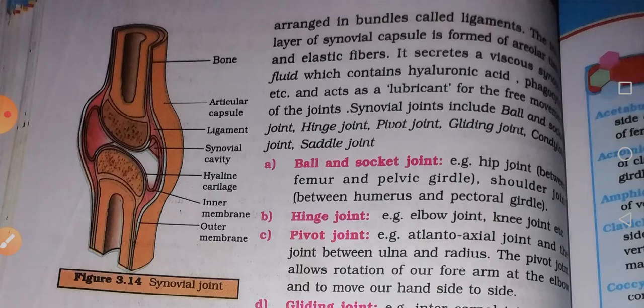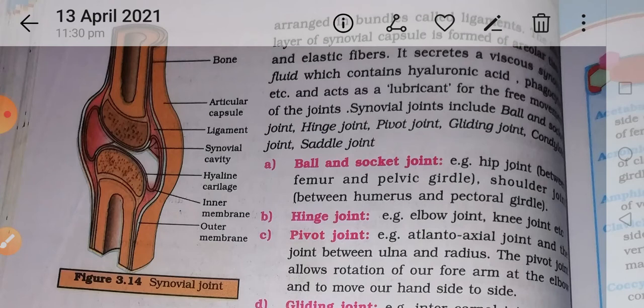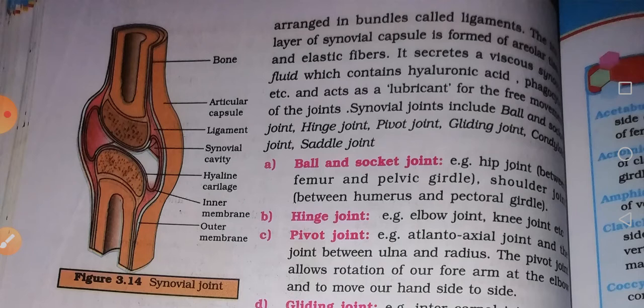When this fluid is reduced, we may feel difficulty when walking or sitting, and pressure will be felt. If you lose this fluid, we are unable to sit or stand for a long period of time. So this is the main lubricant for the free movement of the joints.